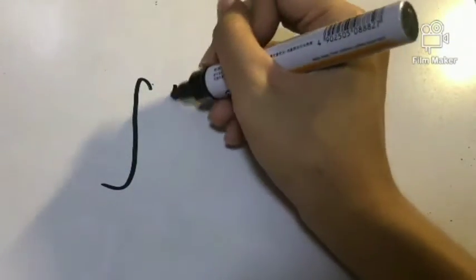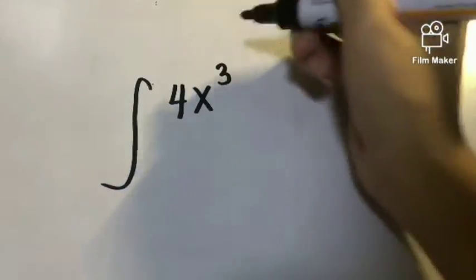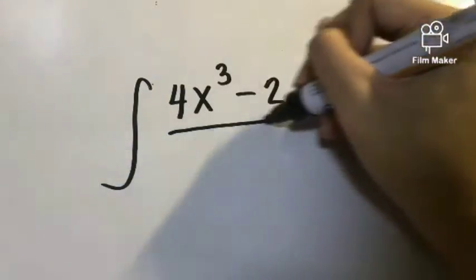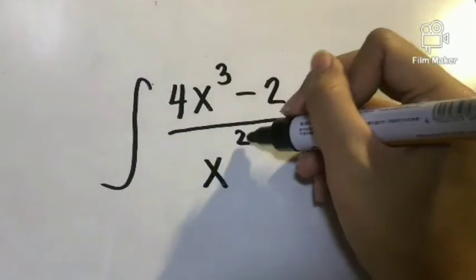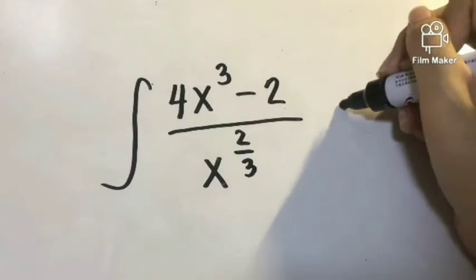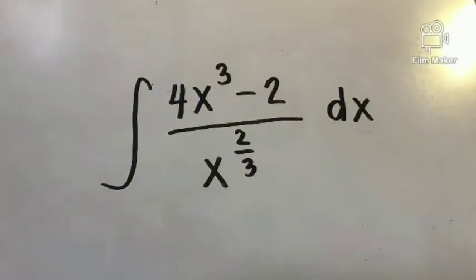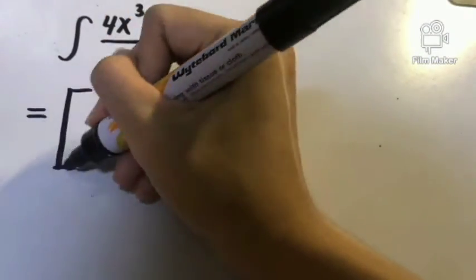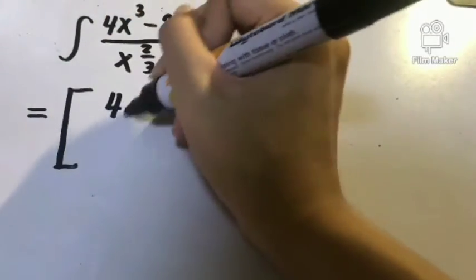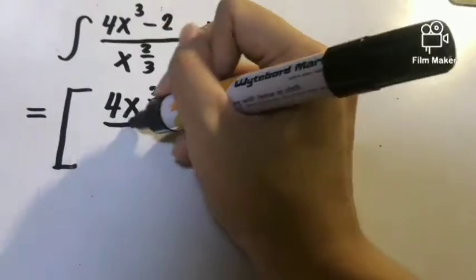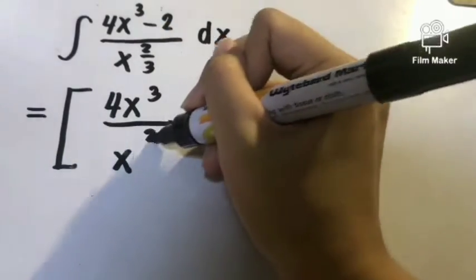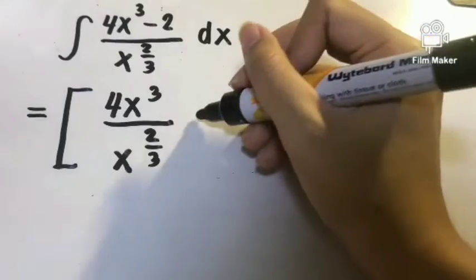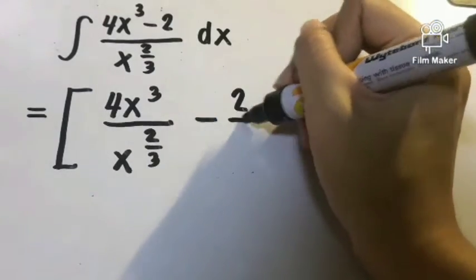Hey guys, so today we are going to have some integration, and we have a given 4x cubed minus 2 over x raised to the power of 2/3. Now we have a given wherein the numerator is a function and the denominator is a variable with a fraction exponent. So for us to be able to find the antiderivative of this given, we're going to expand the equation by distributing the denominator to every term of the numerator.